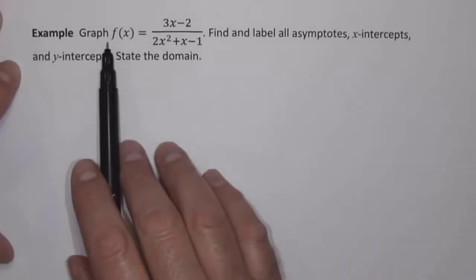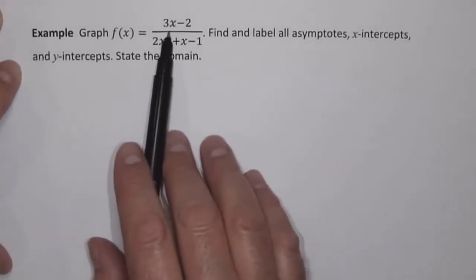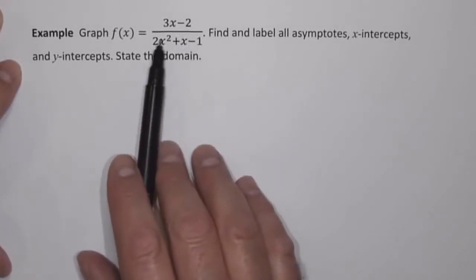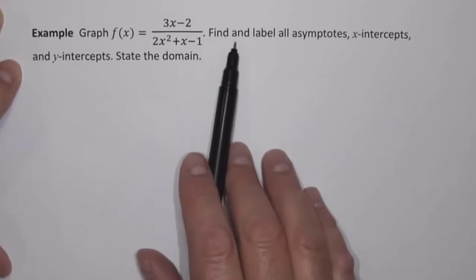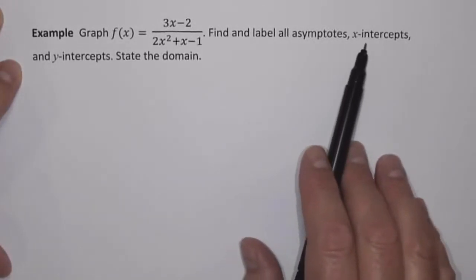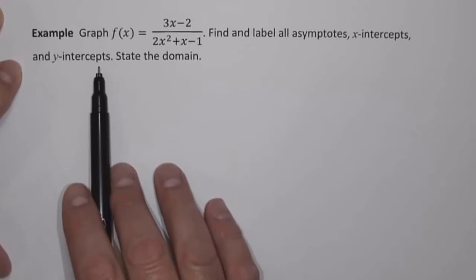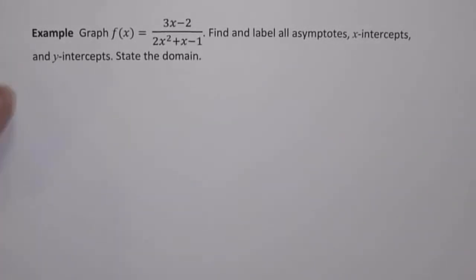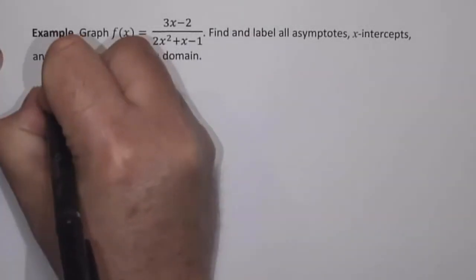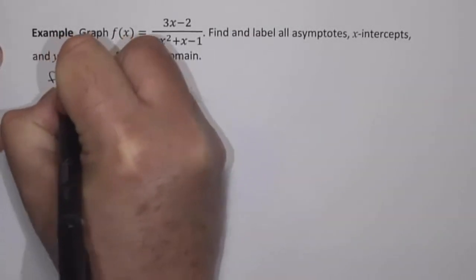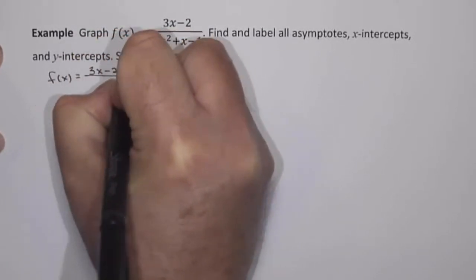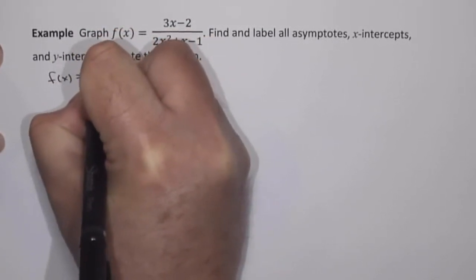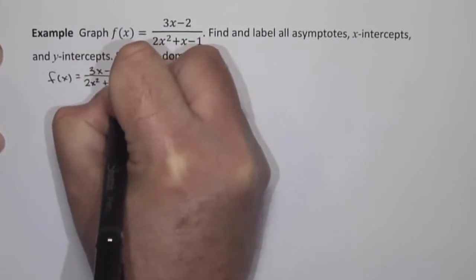So in this example, we want to graph the rational function f of x equals 3x minus 2 over 2x squared plus x minus 1. We're going to find and label all asymptotes, the x-intercepts and y-intercepts, and then we're going to state the domain as well. So let me start by rewriting our function here. So we have 3x minus 2 over 2x squared plus x minus 1.